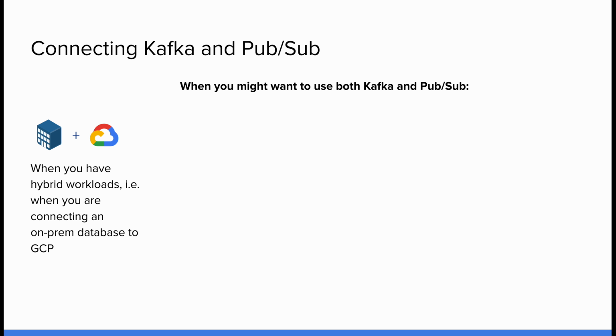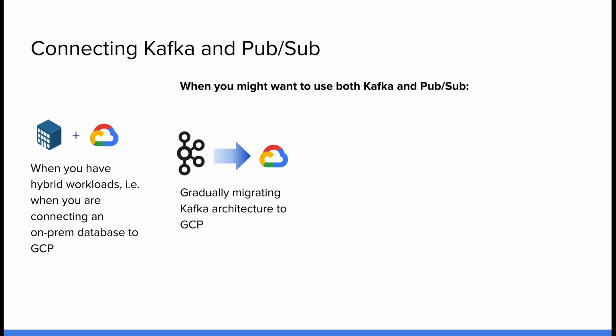In cases where you are gradually migrating your Kafka architecture to GCP, both Kafka and PubSub may be in use during the transition period. So Kafka will continue handling legacy workloads on-prem, while PubSub takes over for new cloud-native workloads as they are migrated and as they are ready to be in the cloud. So this allows you to keep both systems running in parallel while ensuring that data is moving efficiently between your on-prem systems and the cloud.